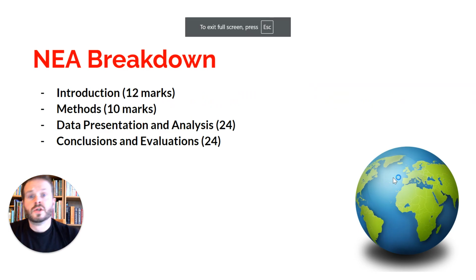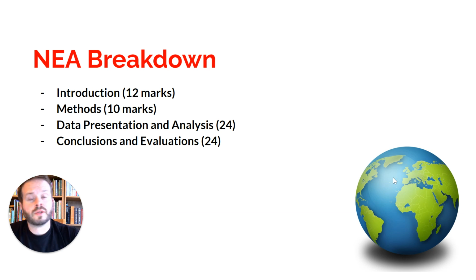Okay, so we'll start with an NEA breakdown. What I went through in the session was that you have four sections to your NEA, your independent investigation. There's an introduction, a methods section, a data presentation and analysis, and conclusions and evaluations. The introduction is worth 12 marks, the methods are worth 10, and the data presentation and analysis and conclusions and evaluation sections are worth 24 each. That is obviously skewed very much towards the presentation, analysis, conclusions and evaluation stage because it's A level and they are higher level skills, so they want you to be assessed on those.